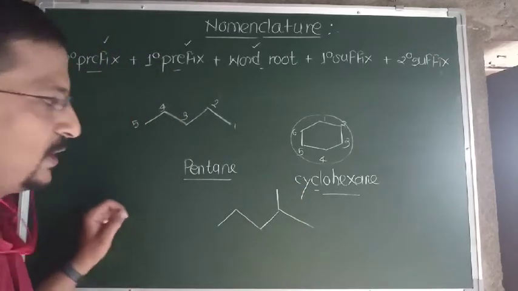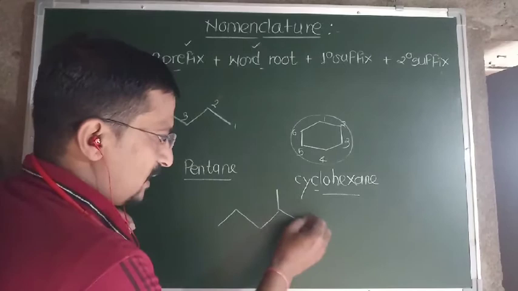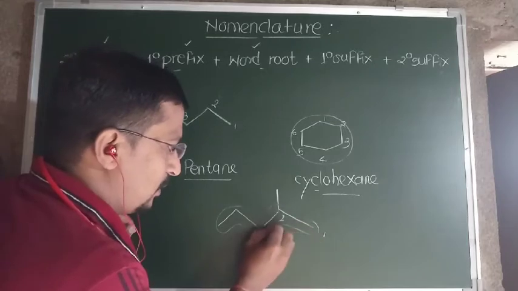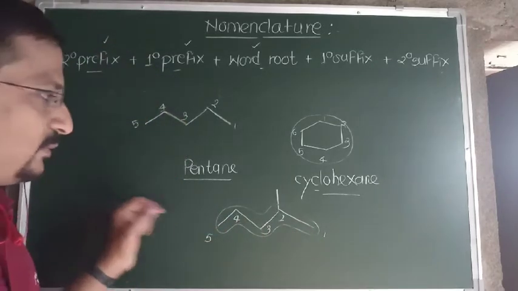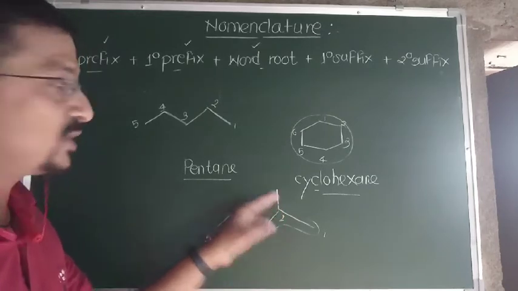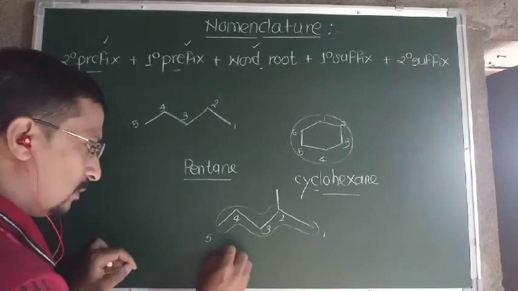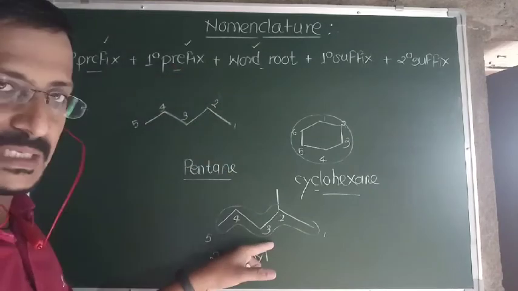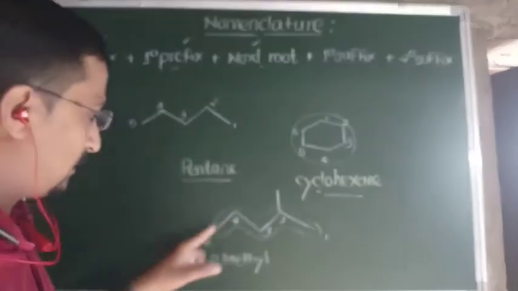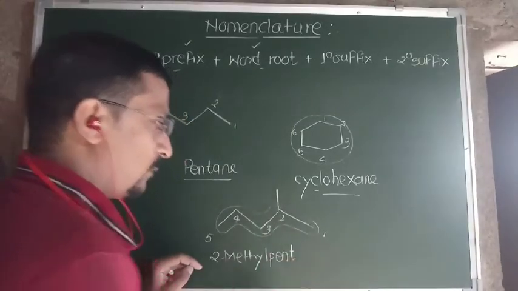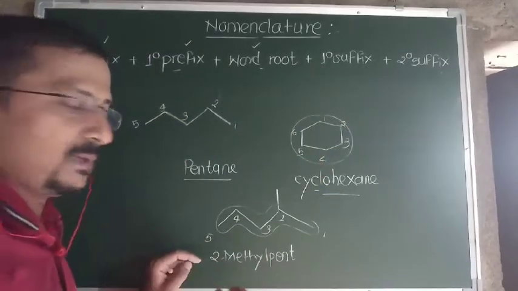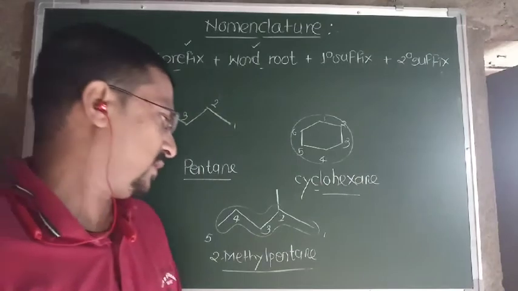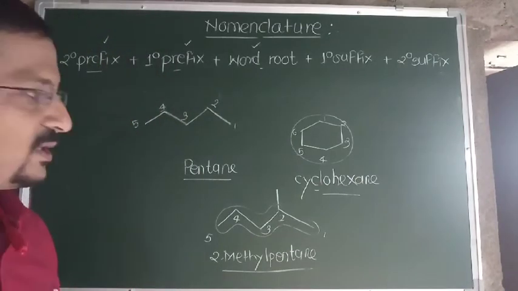Now consider one more structure, like this. If you number or encircle the molecule, one cut is observed here. So number 1, 2, 3, 4 and 5. At the 2 position there is a methyl group, so the secondary prefix is 2-methyl. Primary prefix: it is acyclic in nature, so no word is necessary. Word root: 5 carbon atoms, so pent. Primary suffix: all carbons are single bonded, so ane. Secondary suffix: no functional group. So the name of the organic compound is 2-methylpentane. In this way we can name.